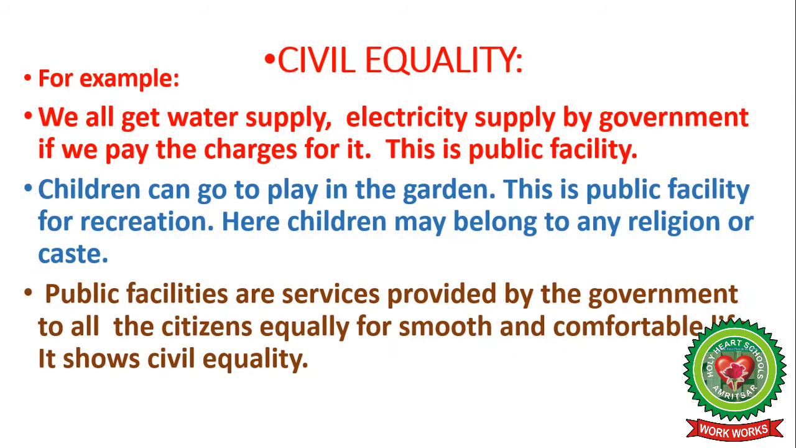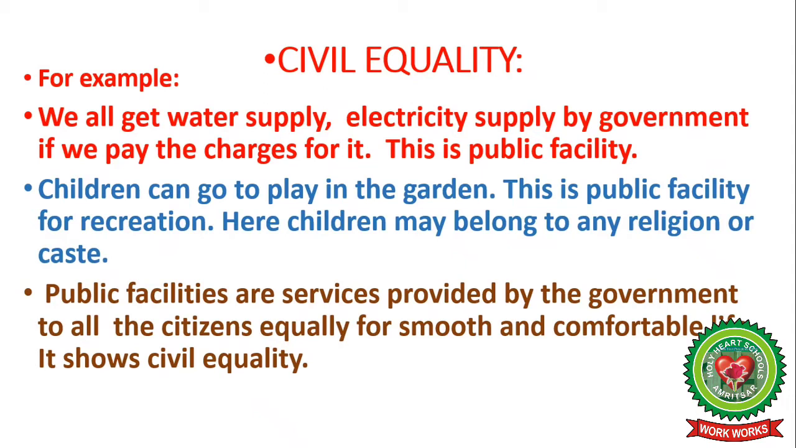The next is civil equality. For example, we all get water supply, electricity supply by government if we pay the charges for it. This is public facility. Students, we all are getting these facilities if we pay for it. Even during lockdown time also, we were getting these facilities. You must be knowing this thing. We were getting electricity supply, water supply. We were at home, but these people were working. So this is responsibility of the government to provide us this facility. This is public facility, and we were getting equally.